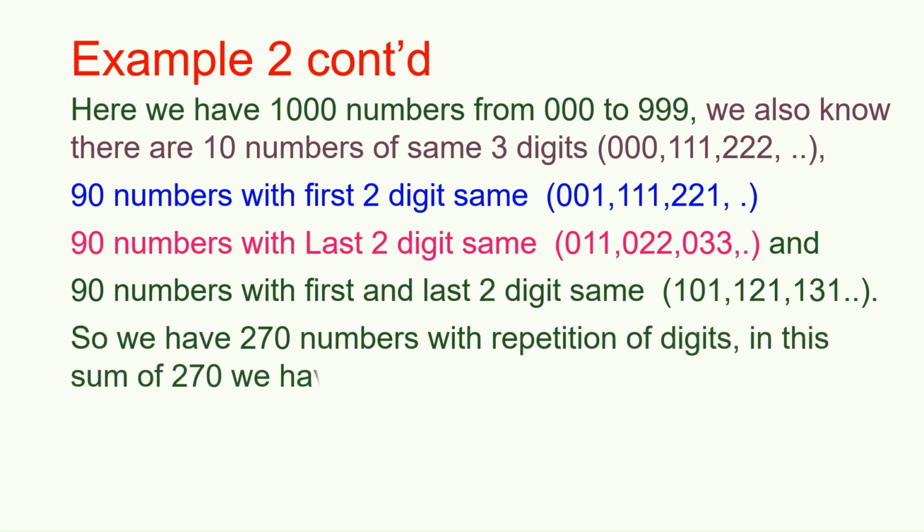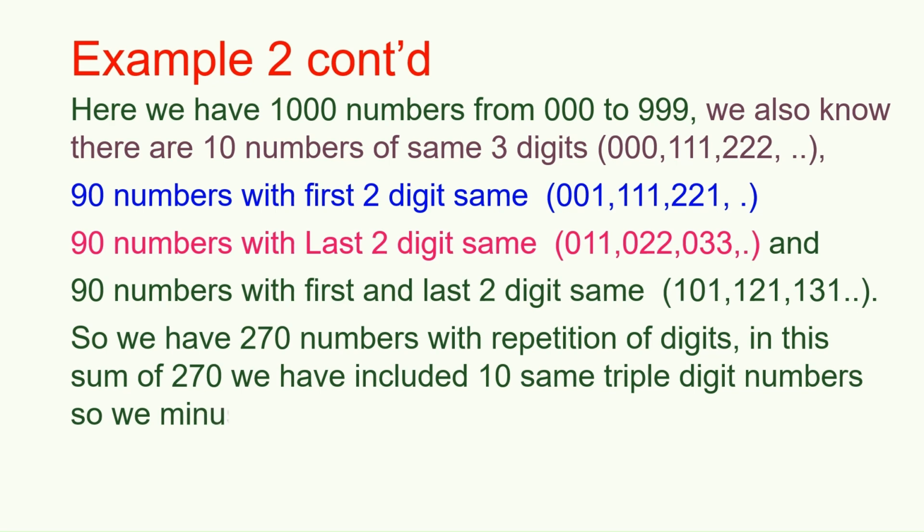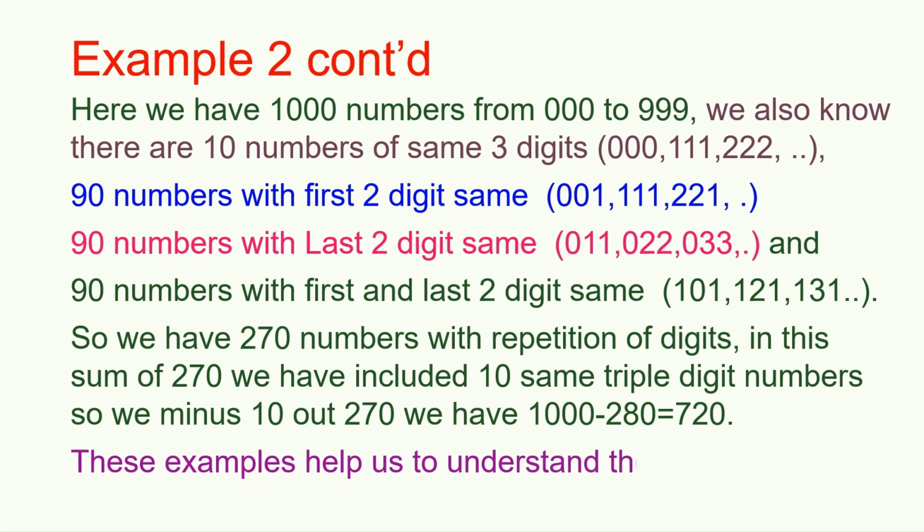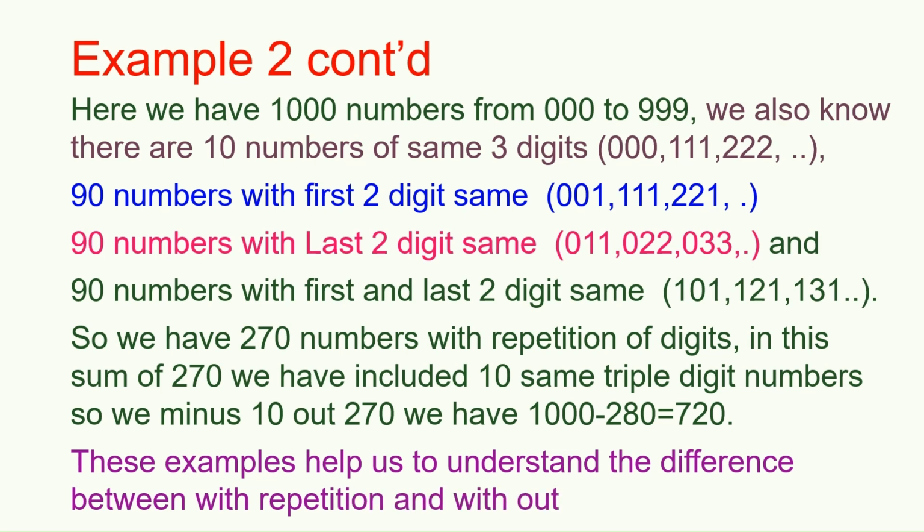In this sum of 270, we have to include the 10 same triple-digit numbers. So we add 10 to 270, which is equal to 280. We have 1000 minus 280 equals 720. These examples help us to understand the difference between with repetition and without repetition.